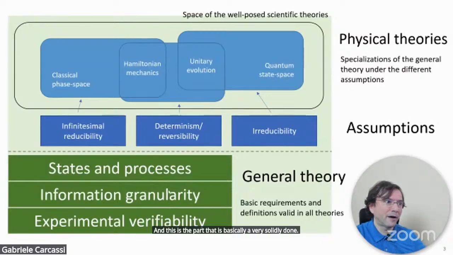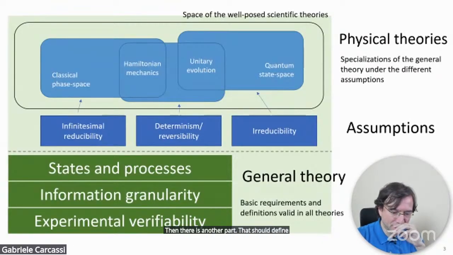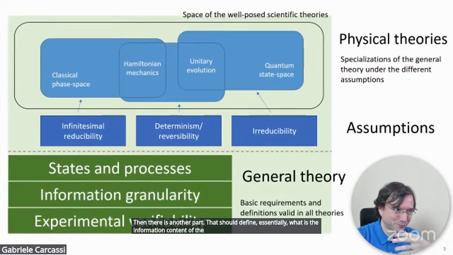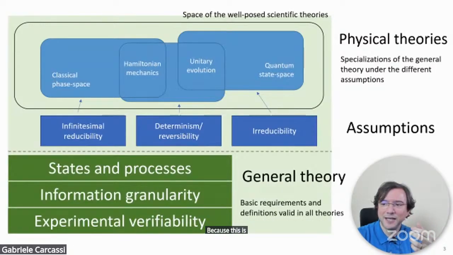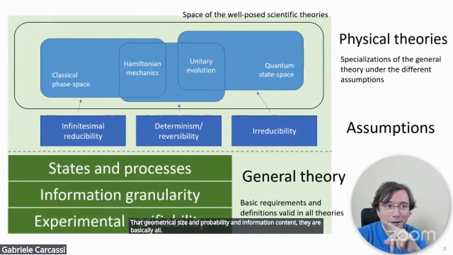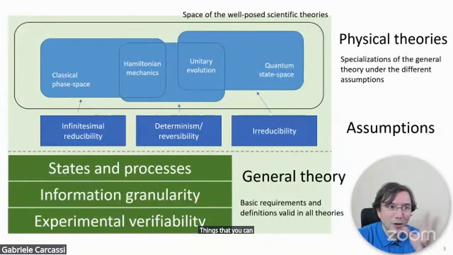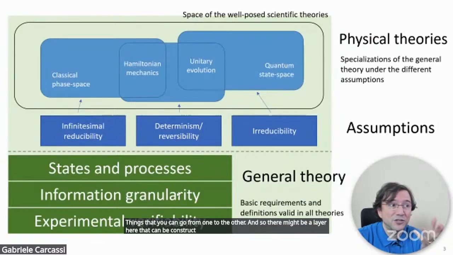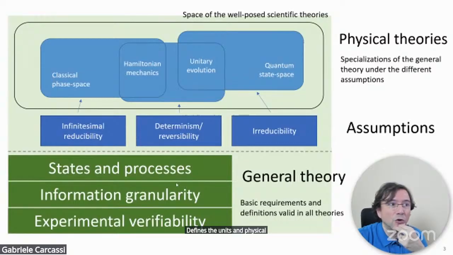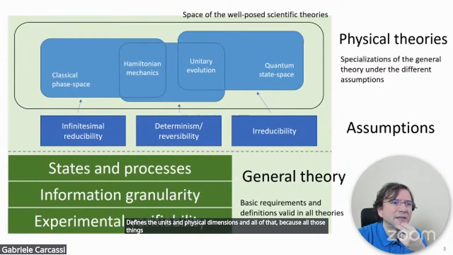Then there is another part that should define essentially what is the information content of the statements, because you can basically show that geometrical size and probability and information content are all things that you can go from one to the other. And so there might be a layer here that can be constructed in a way that is general, and it should also be the layer that defines the units and physical dimensions and all of that, because knowing that there are statements that are verifiable is not enough to tell you what units are.